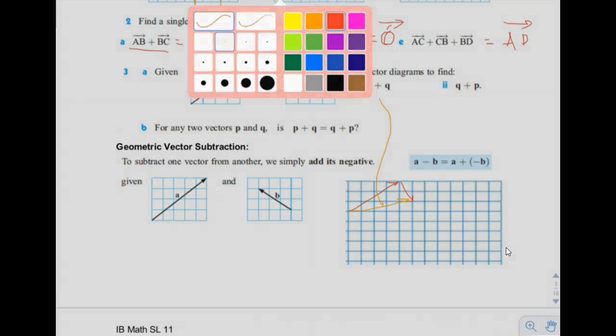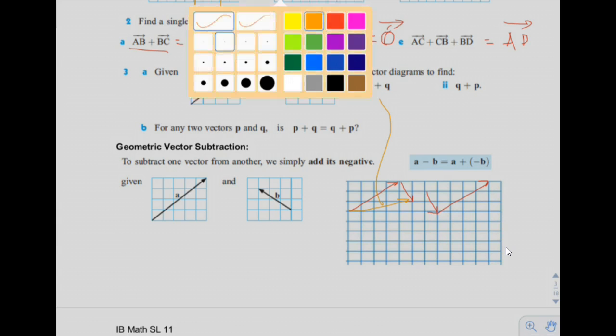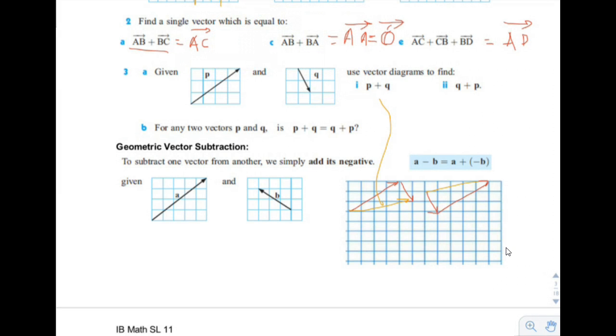We're going to change the order. So first we're going to go down 2, and I go over 1, and then we're going to go over 4 and up 3. And we got the exact same thing. So for any two vectors P and Q, is P plus Q equal to Q plus P? Yes.